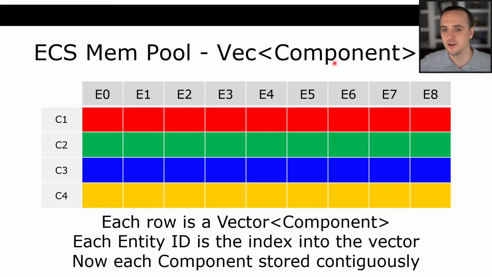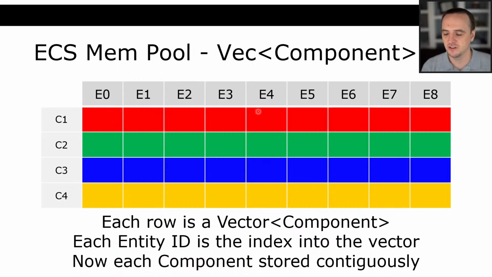So instead of having a vector of entities and then entities storing components, now what we're going to have is a bunch of vectors of components. So our memory pool is just a bunch of vectors of components. So each row now is contiguous, and each entity ID is the index into this vector. So components are stored separately, but within each component, they are stored contiguously.